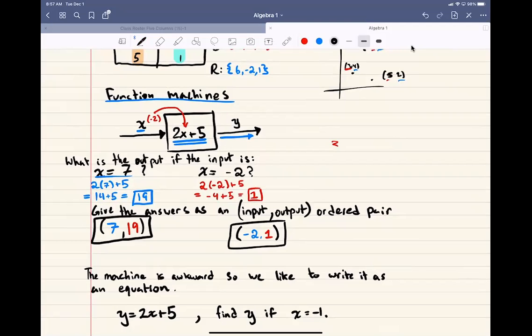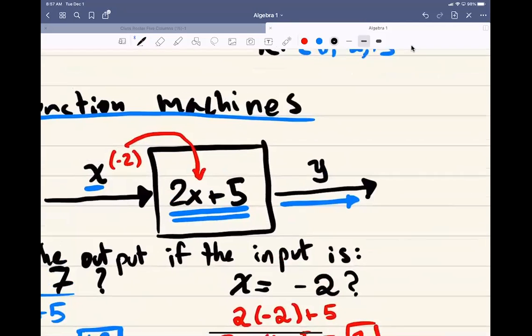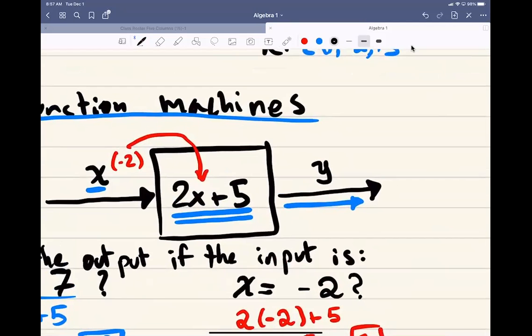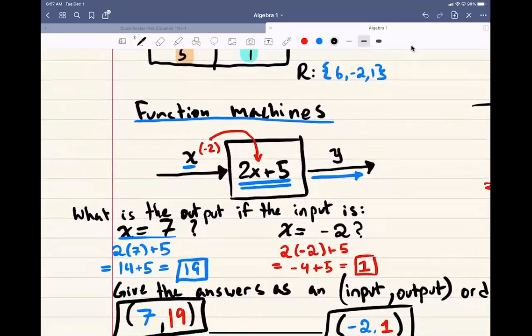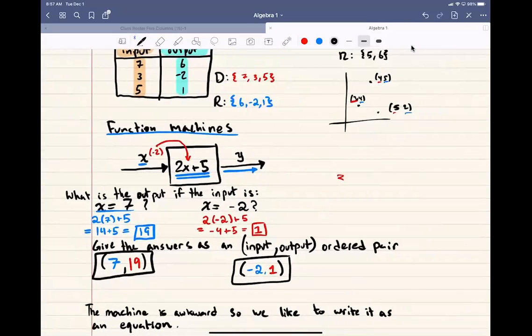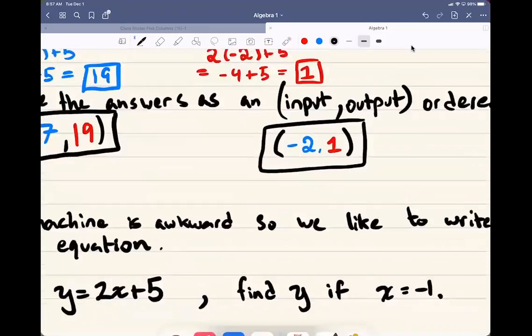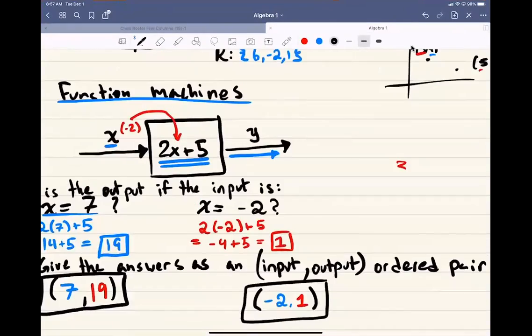And one thing you'll notice is drawing this machine thing here is kind of awkward, and we don't really like doing that in math. I mean, we'll do it, but we rarely like to do that. So what we like to do is, you see how it says if you give an x, we'll give you a y here.